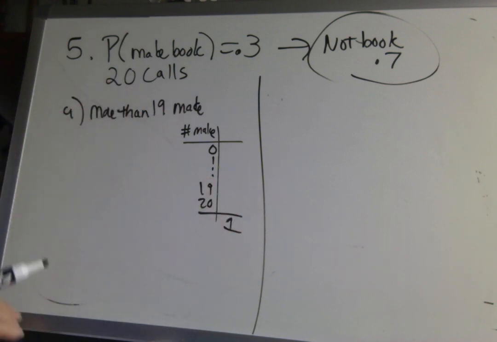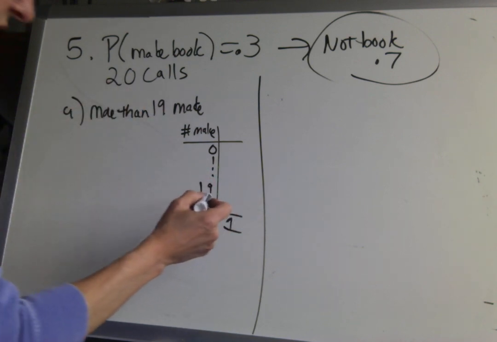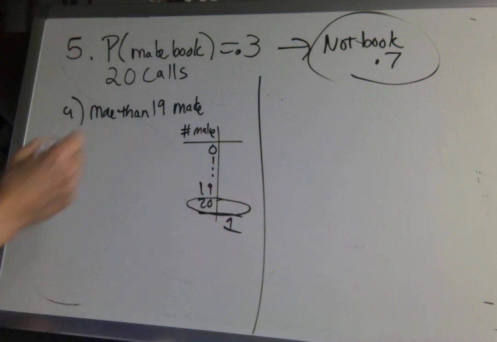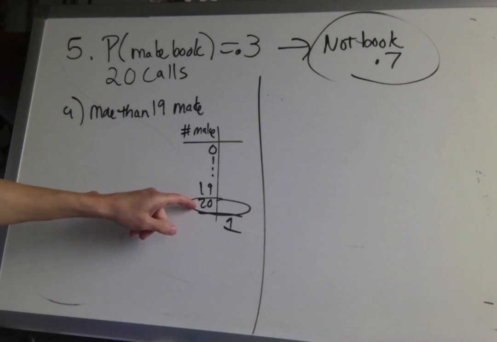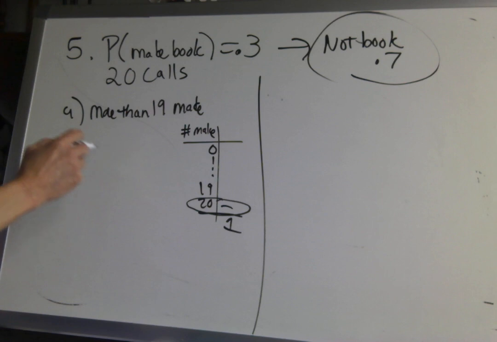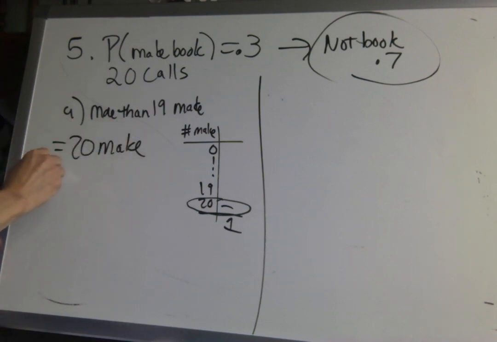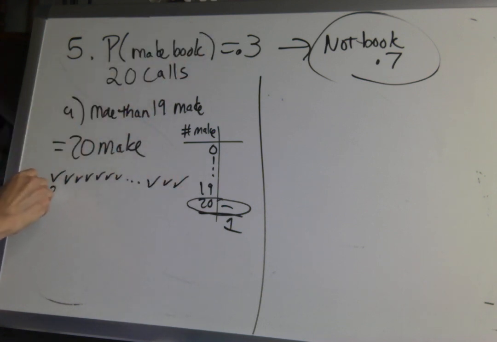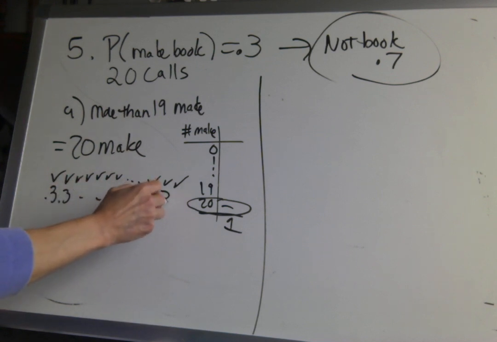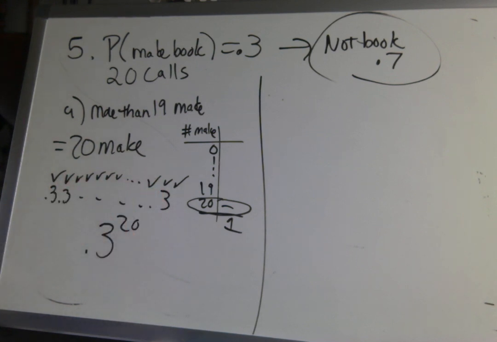And you're like, okay, more than 19. Wait, more than 19 is only 20. So if you're doing this and you circle, make sure you know, wait a minute, I didn't circle a bunch of mess. This is not a 1 minus. I only circled one thing. I know how to calculate that one thing, right? This is 20 make a booking. You could put 20 check marks in a row. 0.3 times 0.3 times 0.3, 0.3 to the 20th.